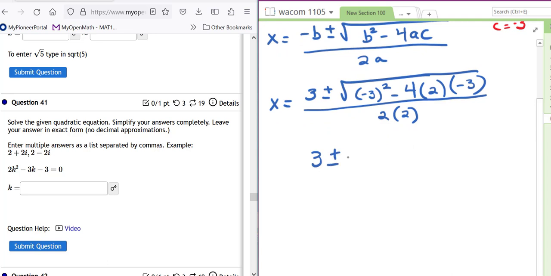So 3 plus or minus. Negative 3 squared will give you a 9. And I always look at this next piece and see, what's my sign going to be? I have 2 negatives, so it's going to be plus. Right, so 4 times 2 is 8. 8 times 3 is 24.